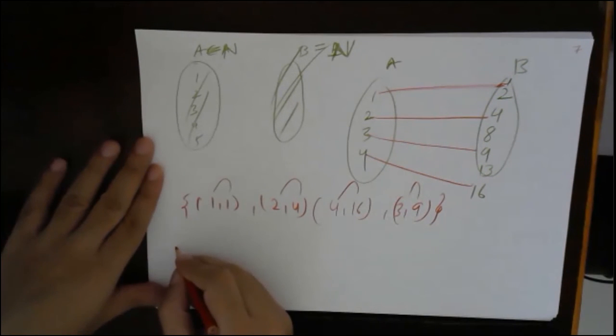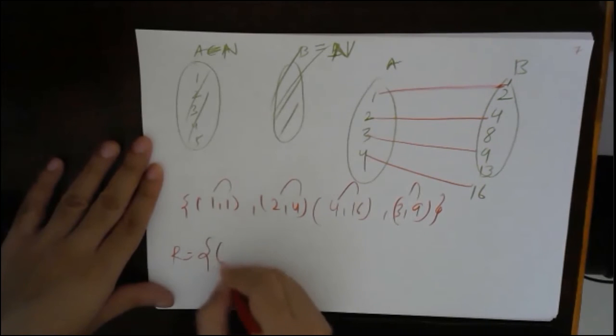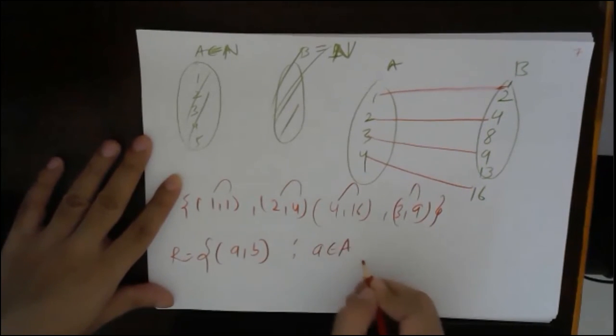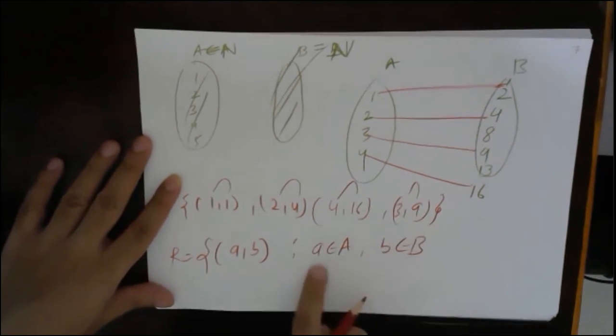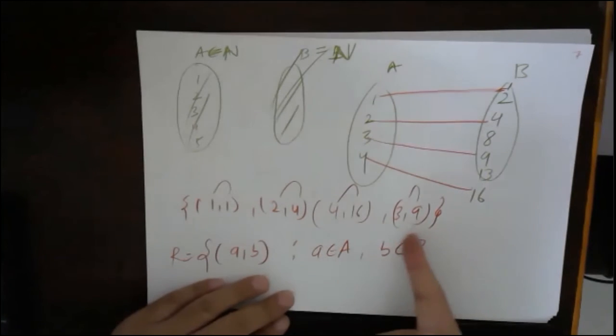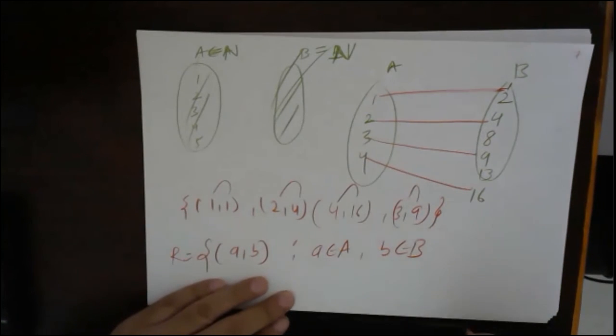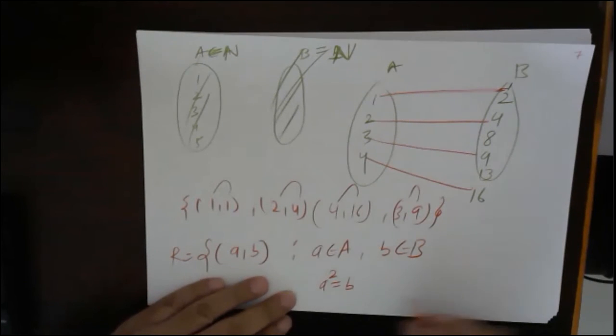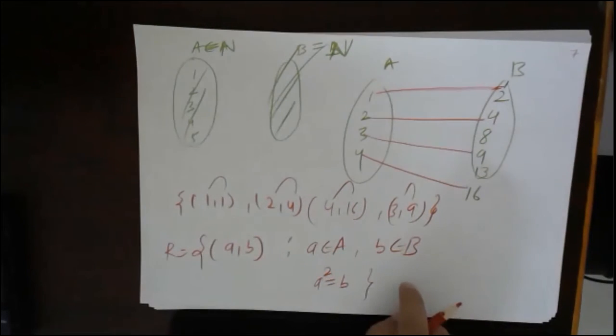That is correct. So what I will do, I will write, suppose relation R is defined as A comma B, such that A belongs to set A and B belongs to set B. And what is the relation between A and B? You can write A square is equal to B. Square of A will be equal to B. Very good, very good. Or instead of X and Y, very good. Everybody understood. Everybody has written correct. Very good.